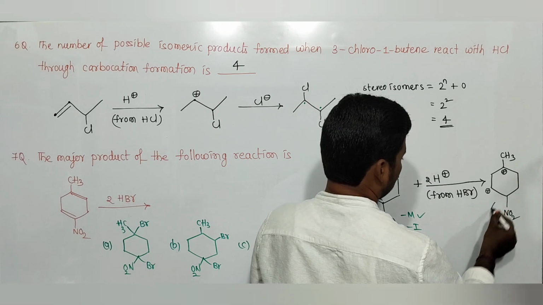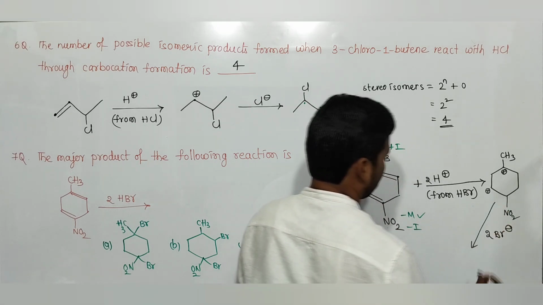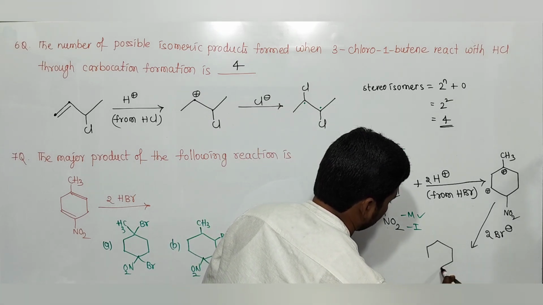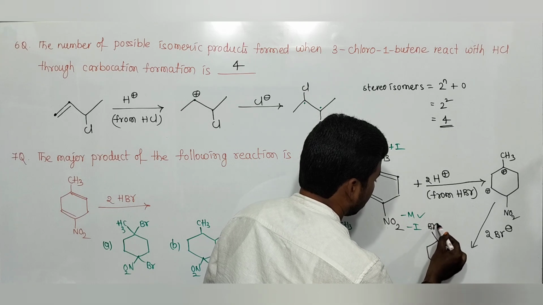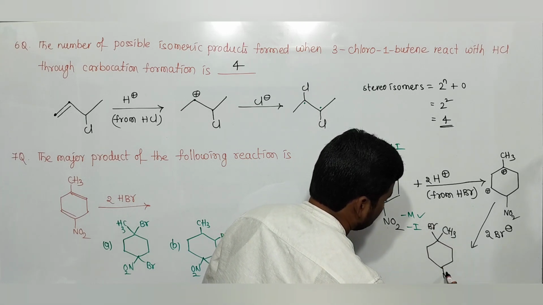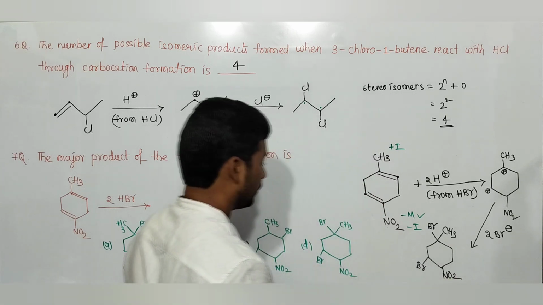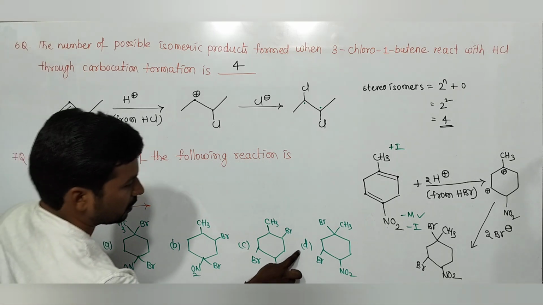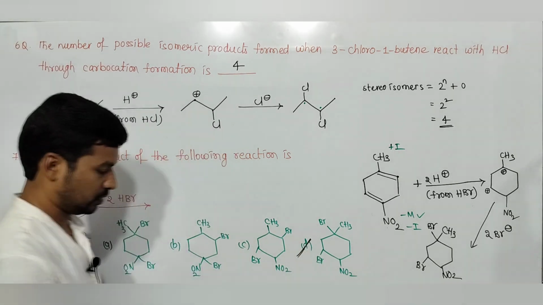2 H plus added. After that, addition of 2 Br minus. So what do we get? Where is the positive charge? Here is the positive charge. So here bromine is added. Already CH3 is there. Here the NO2 group is there. Here bromine is added. So which product is correct? Where is that option? Yes, option number 4. Option number 4 is correct.